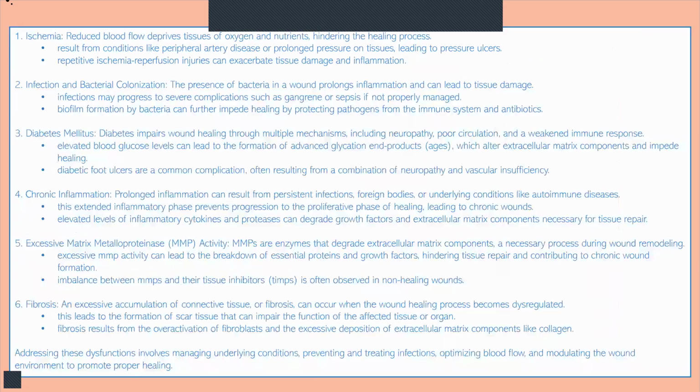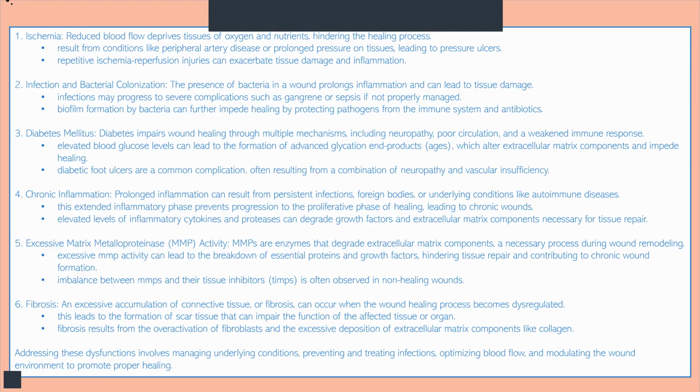Wound healing is a complex process influenced by various intrinsic and extrinsic factors. It occurs in four overlapping phases: hemostasis, inflammation, proliferation, and remodeling. However, dysfunction may arise due to factors such as ischemia, infection, malnutrition, or chronic diseases like diabetes mellitus. One key dysfunction is impaired inflammation, where either excessive or insufficient inflammatory responses hinder proper healing.